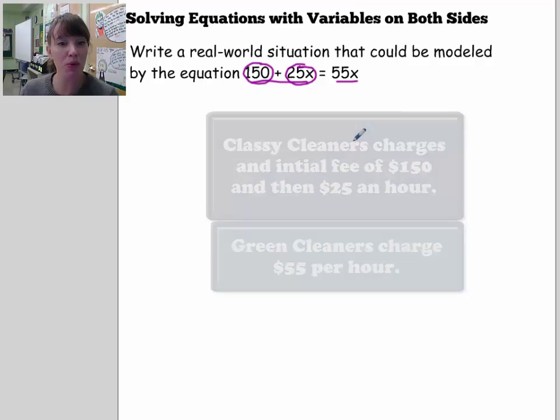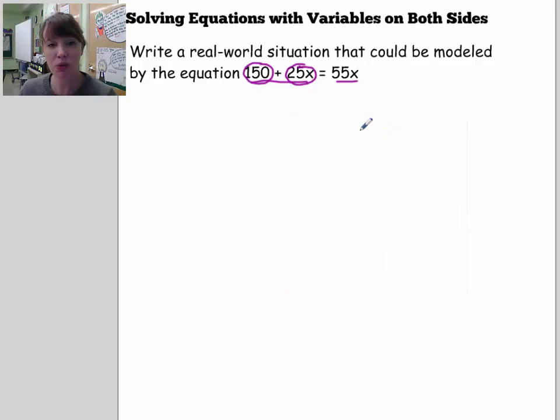So in order to come up with a real world situation, you really want to think in terms of situations like we did before, where we have an initial fee plus a per day or per hour or per minute fee. And then another cost structure that doesn't have an initial fee but has a per hour fee, or any other situation where it doesn't have to necessarily be cost that we're looking at here. It could be anything else that we have used to model linear equations with.